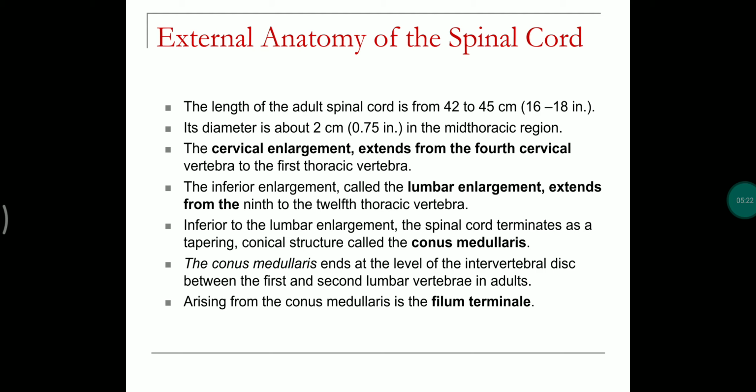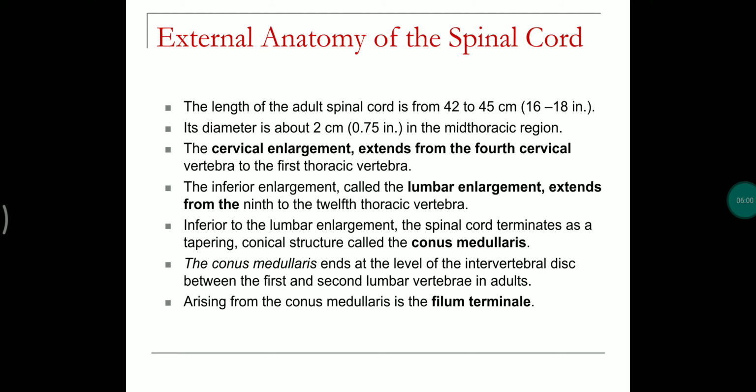In the external anatomy, the total length of the spinal cord is around 40 to 45 centimeters, and the diameter is around 2 centimeters, and it is placed in the vertebral canal of the vertebral column. It has an enlargement called the cervical enlargement, where most of the spinal nerves come out, which extends from the fourth cervical vertebra to the first thoracic vertebra. Here we have regions like the cervical region, thoracic region, lumbar region, and sacral region.